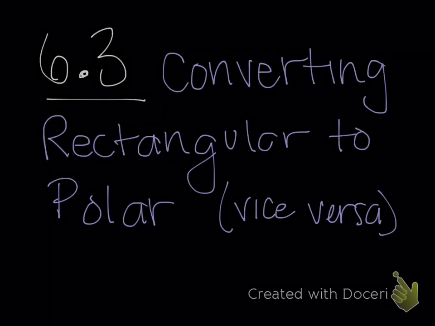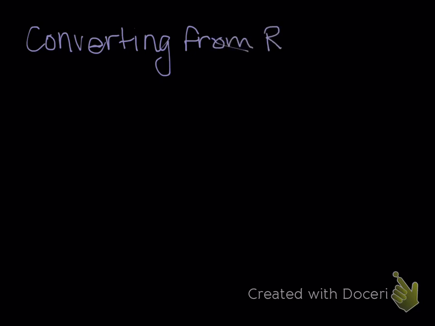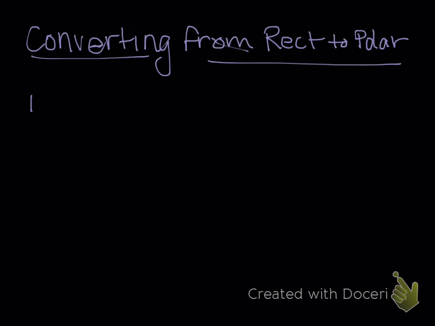Today we're doing section 6.3 day 2, and we are focusing on converting rectangular to polar coordinates. So the general process from converting from rectangular to polar, your first step is going to be plot your rectangular coordinate.